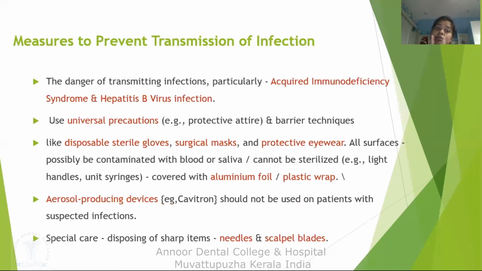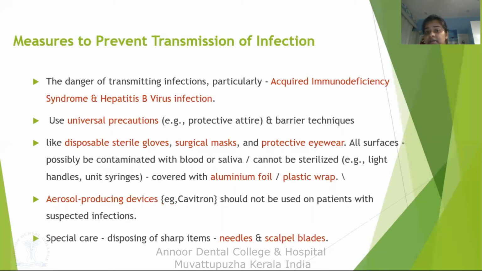Another important thing when you're in your clinics is how to prevent transmission of infection. Mostly we're talking about the danger of transmitting infections, particularly HIV and hepatitis B viral infections, and for these cases, you have to use universal precautions. A pronounced HIV patient or a pronounced hepatitis B patient is very rare. You might have a patient who doesn't know. Even take, for instance, corona. We also don't know if they are corona positive or negative. So in these cases, you have to use your universal precautions.